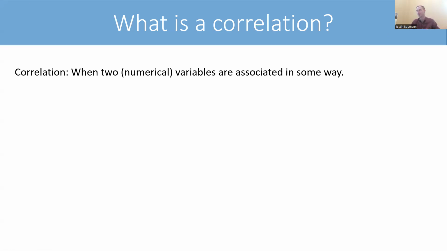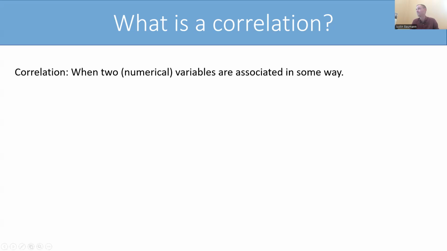So, correlation. You probably have heard this term before. You probably have a sense for what it is. You've probably also heard correlation is not equal to causation or some such phrase. And that's true. But hopefully, when you think about correlation, you think of when one thing changes, another thing changes. There's some kind of relationship between one variable and another. So the way we define it according to our text is two numerical variables are associated in some way.